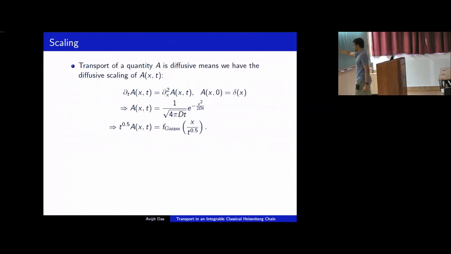So this is my A(x,t). Okay, this is what I have shown here, A(x,t). I start with some delta function and it goes Gaussian and its variance increases linearly with time. So notice these two things: one is this exponent and one is this function, okay?